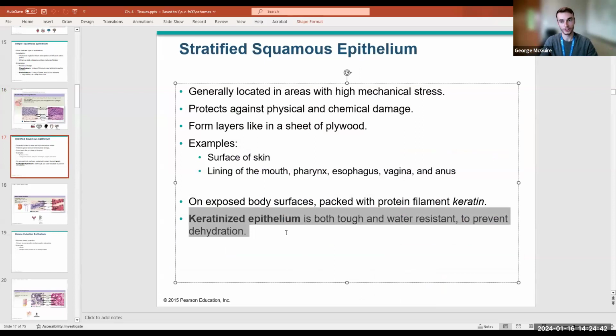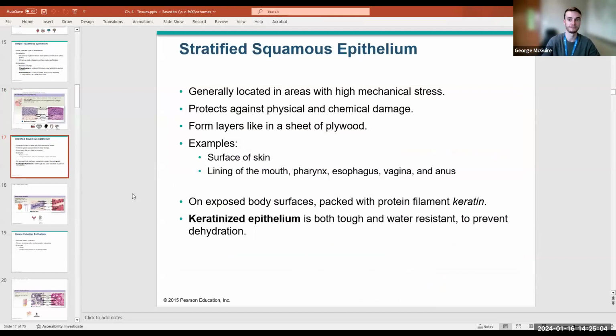Well, we have a whole chapter on skin, but skin specifically has this keratinized epithelium with a lot of that keratin protein, which is really, really tough and makes it water resistant. Not necessarily to prevent water from the external environment getting into our bodies, but to prevent water from leaving our bodies, to keep the water inside of our cells and prevent dehydration.